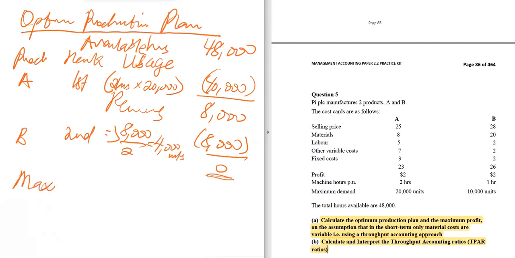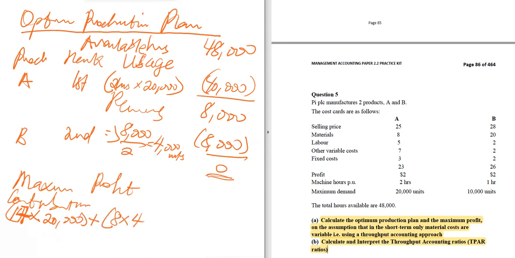So to get your maximum profit, you can get your total throughput contribution. A's throughput contribution, I think, was 17, and the other was 8. So you take your 17 per unit times the total number of units. Here we can produce all the 20,000. And then for product B, it was 8 per unit, but we can only produce 4,000.